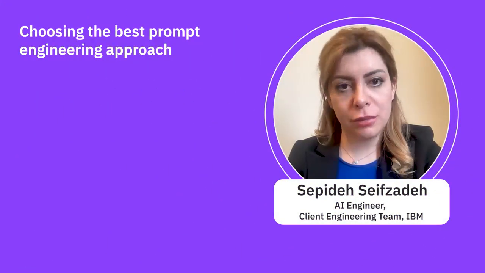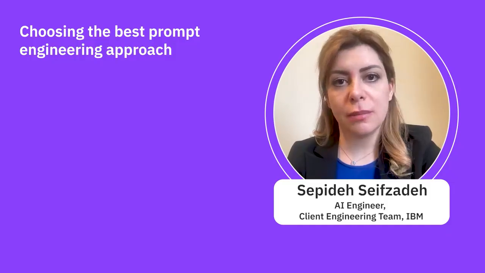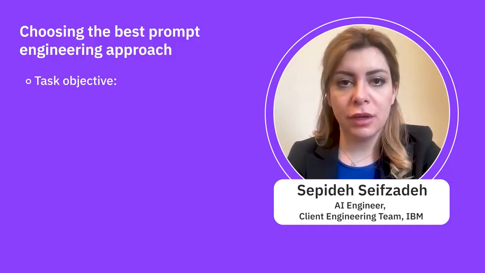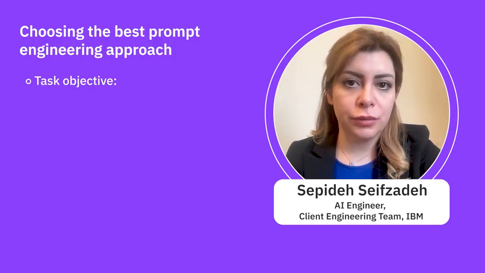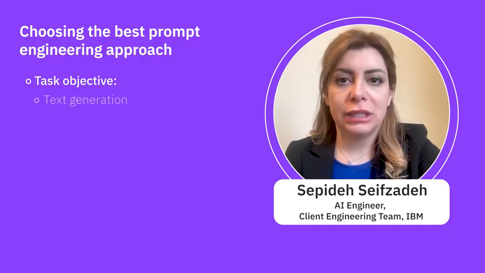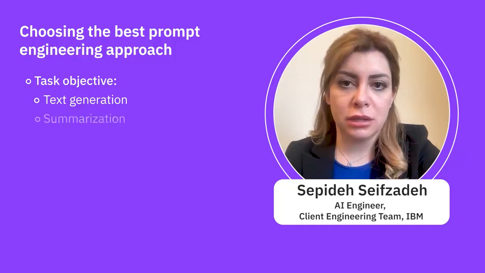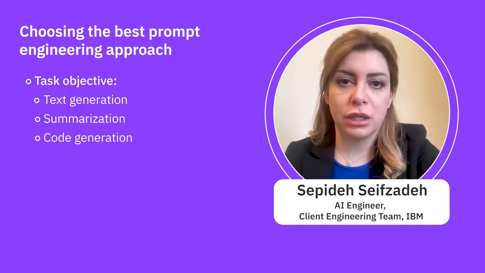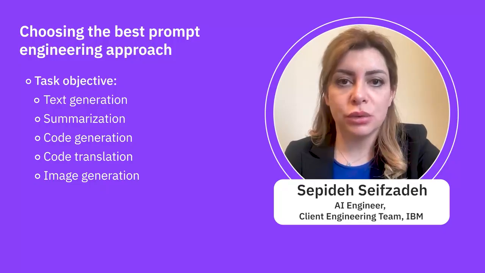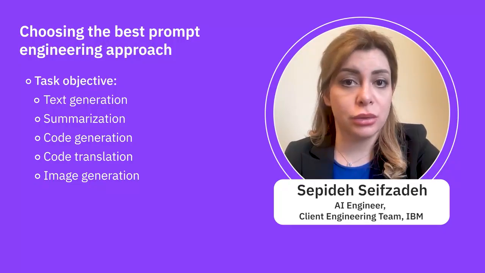When choosing a prompt engineering approach, there are some aspects that we should consider. For example, what is the task objective? There are different tasks that generative AI can be used for. For example, text generation, summarization, code generation, code translation, image generation. So first we should think about what task we are actually trying to tackle.